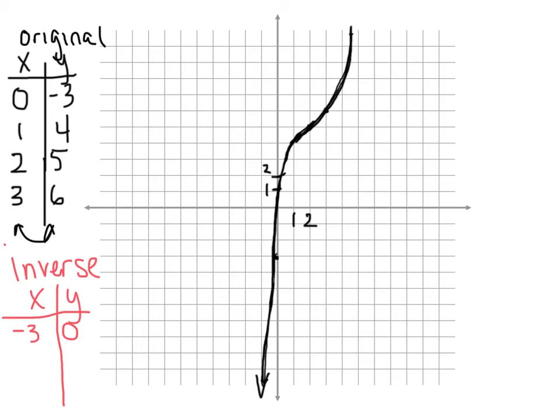Instead of 1, 4, I have 4, 1. Instead of 2, 5, 5, 2, and finally 6, 3. All I did was take my original table and flip the x and y values. And then you can graph those. So now I have to graph those points. I'll do that and come back.